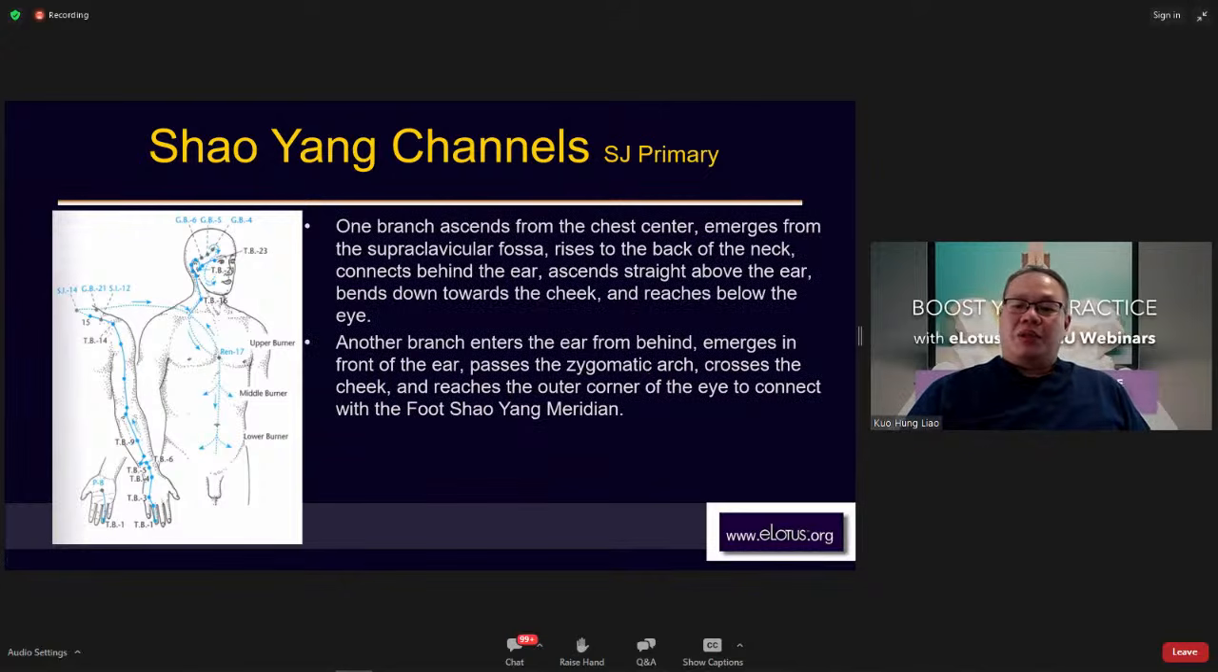Okay, and one branch from inside the chest goes up again, goes to the backside of the neck and connects to the ear. It ascends straight above the ear and basically just surrounds the ear. And besides going outside the ear, it also goes inside the ear and goes inside the cheekbones. So basically you can see this tension not only goes outside, it also surrounds the cheekbone.